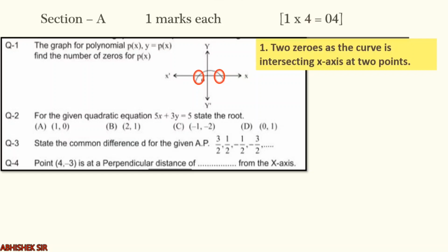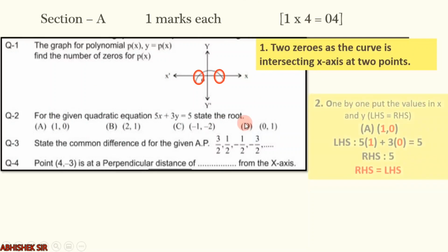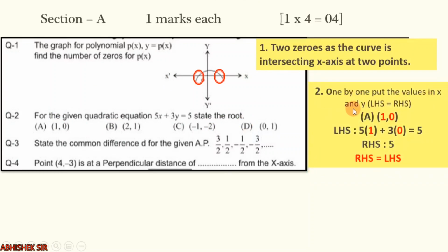Question number 2. For the given linear equation 5x plus 3y equals 5, state the root. So just think of a very simple question: an equation is given, 5x plus 3y equals 5, and we have to find the values of x and y, the roots, so that they fit perfectly in the equation. What you should do is put the values of x and y given in all the options one by one. If you put the values of x and y one by one and check LHS equals RHS, you will get the correct answer.